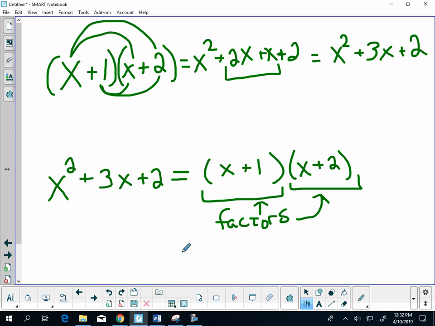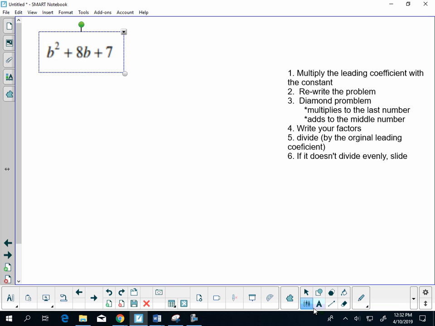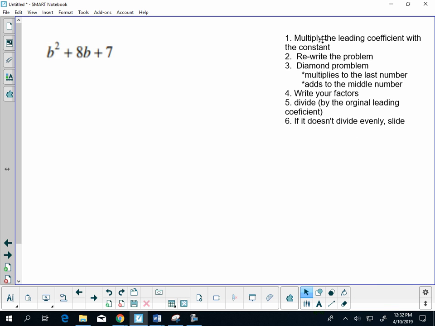So let's go ahead and do an example. I have the directions written down off to the side, and I've done that for each one. If I were in your situation, I'd probably make sure that I have these directions, and as long as you follow these directions, you're going to get it every single time.